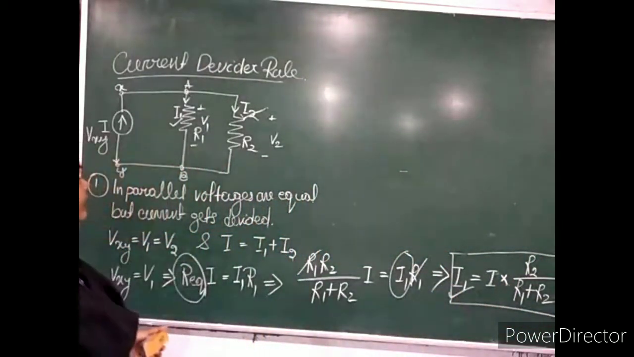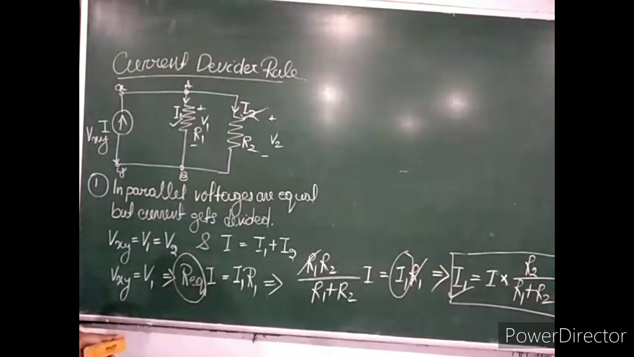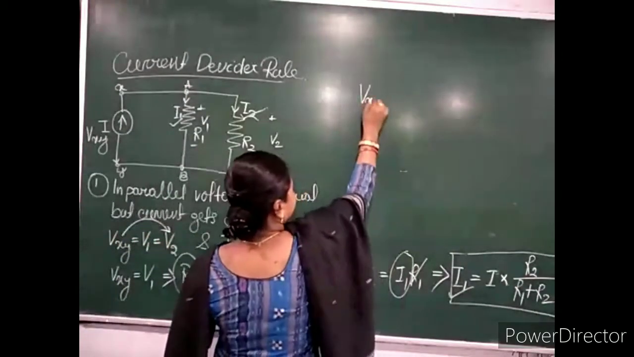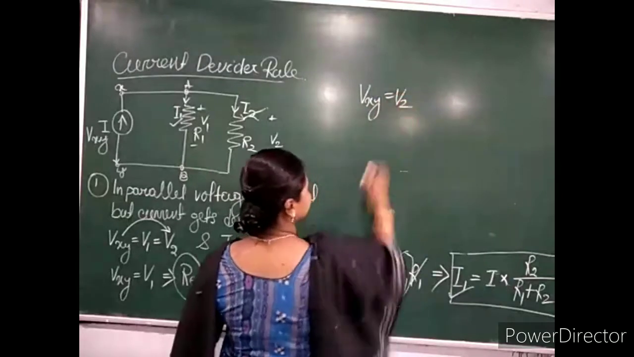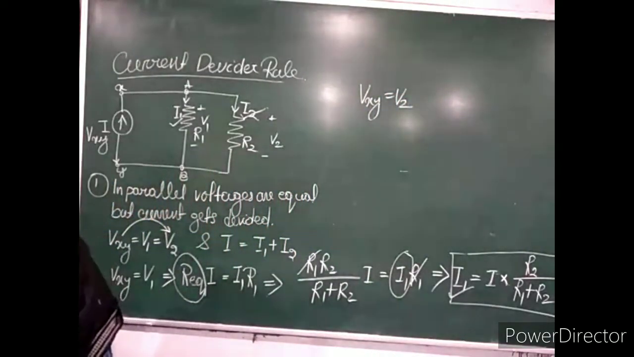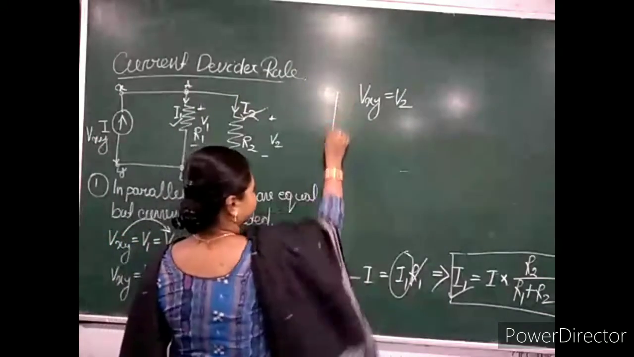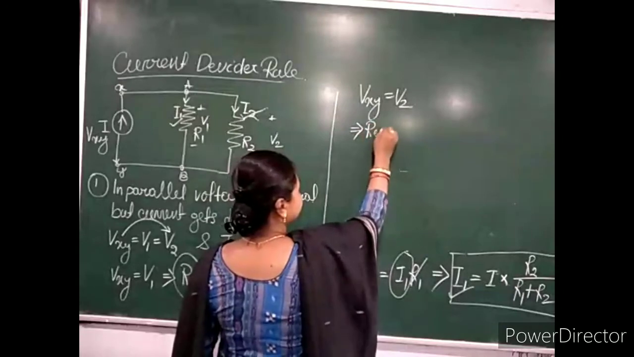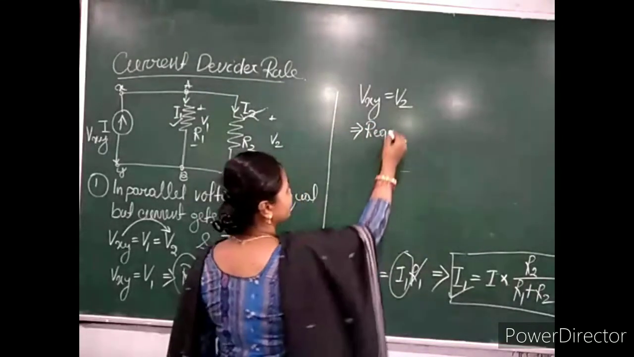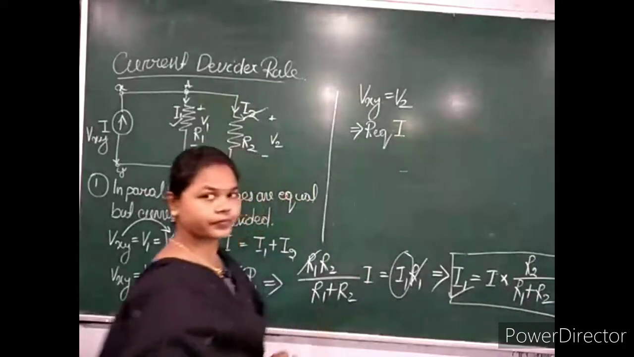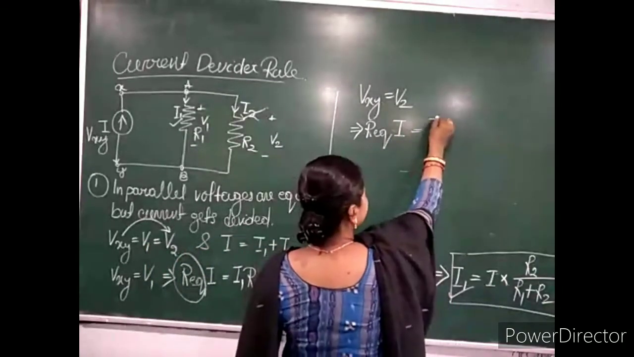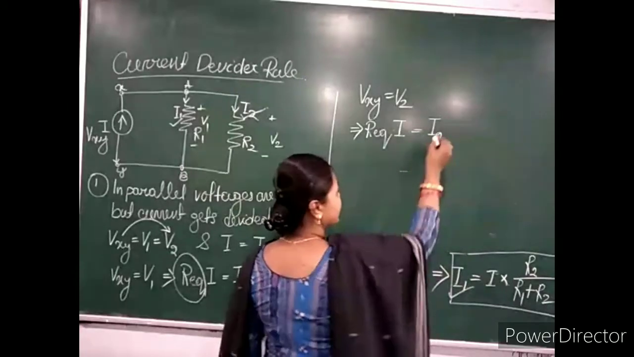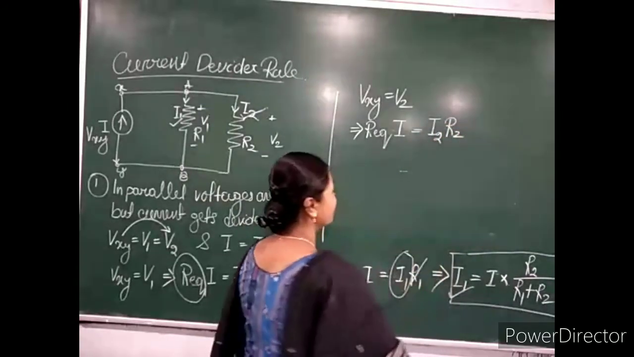Next, I want to find the current through R2 by using the current divider rule. For that, I compare Vxy with the voltage V2 across the R2 resistance. Here, what is Vxy? That is the equivalent resistance of the given network into the total current, which is equal to V2. What is V2? The current flowing through the branch R2 into its resistance, by Ohm's law.